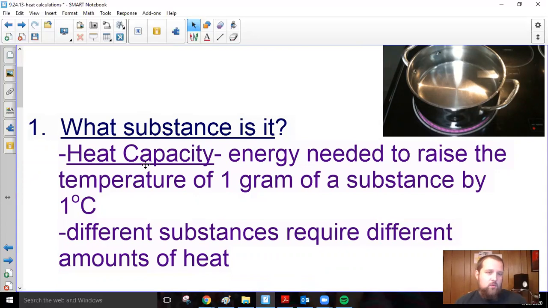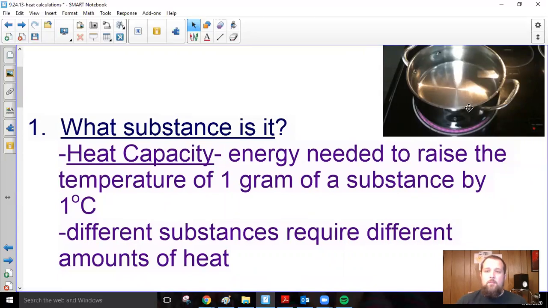Because there's this vocab word called heat capacity. Heat capacity is the energy needed to raise the temperature of 1 gram of a substance by 1 degree. And different substances require different amounts of heat because they're made out of different particles. Those particles have different arrangements. Those particles have different masses and other properties. So they all heat up in different ways.